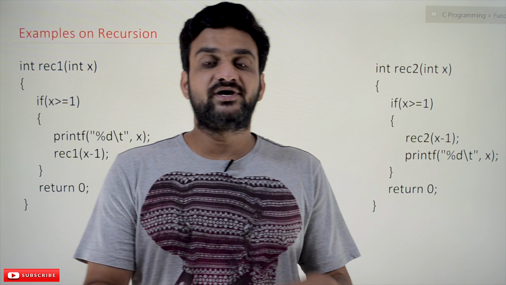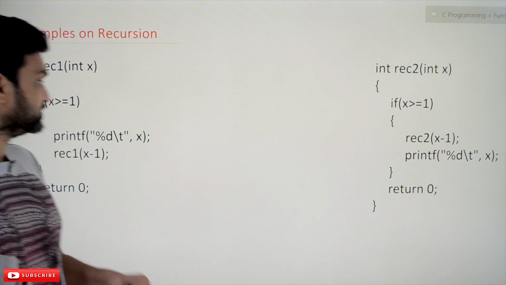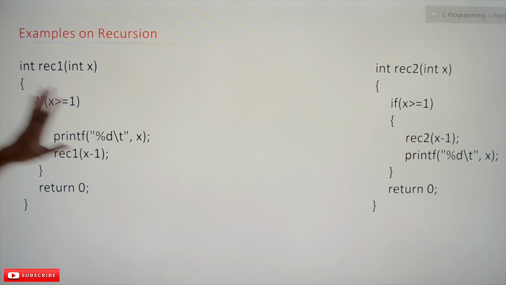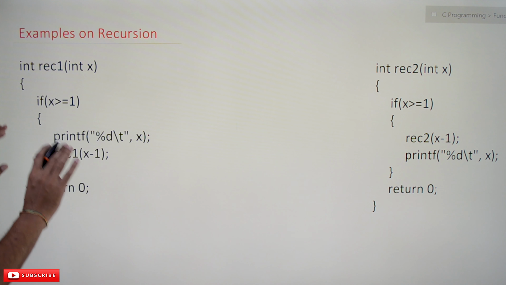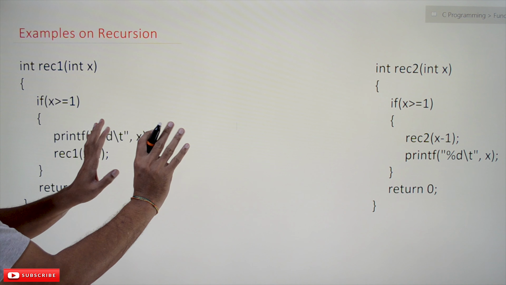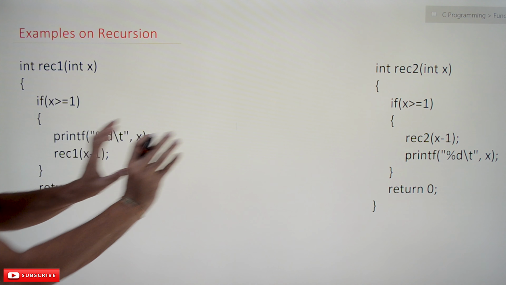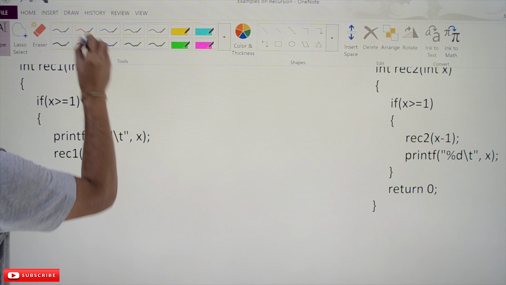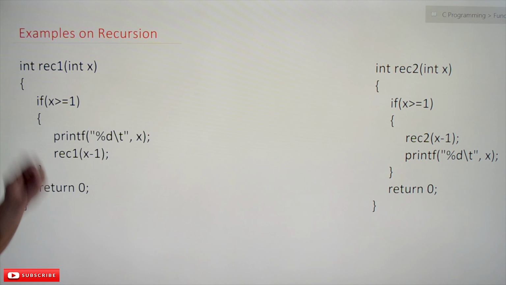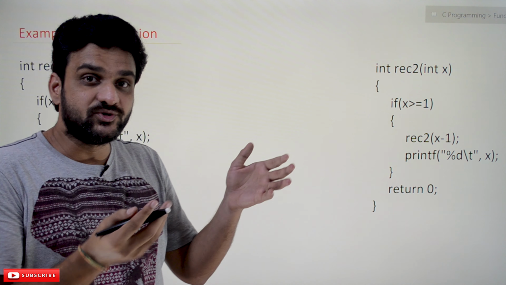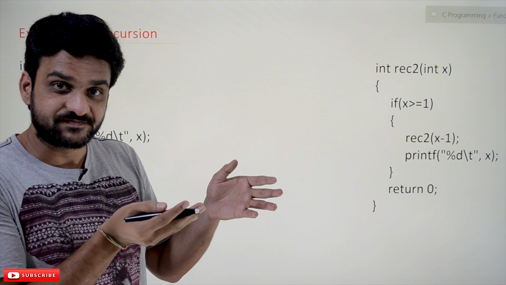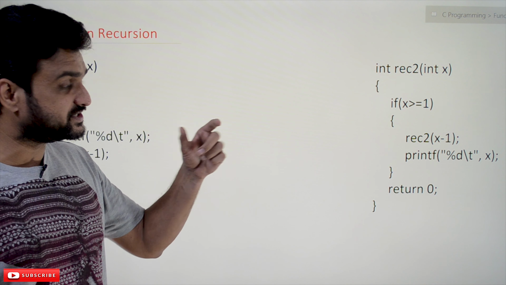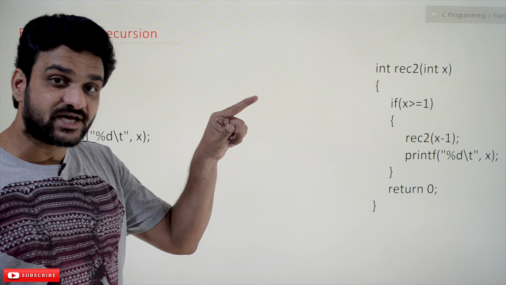In this class, we'll try to understand some examples on recursion. So let's try to understand these two examples. Both of them look very much the same. The point that you are going to understand is by using recursive functions, a recursive function meaning a function calling itself.